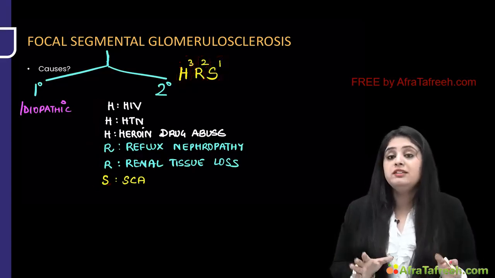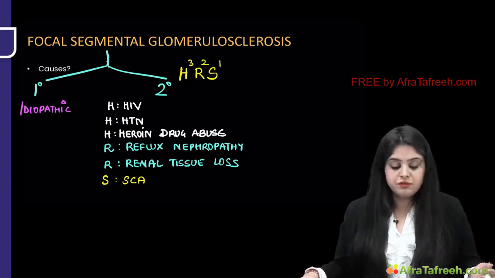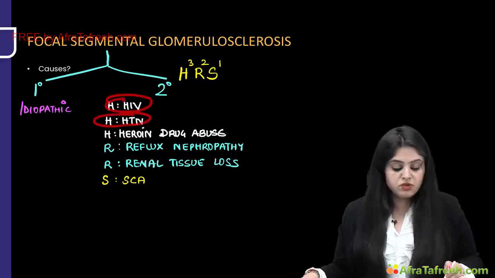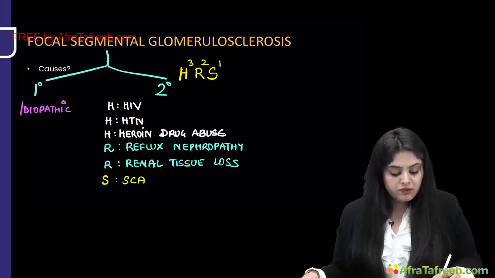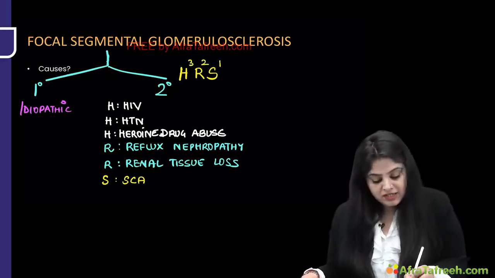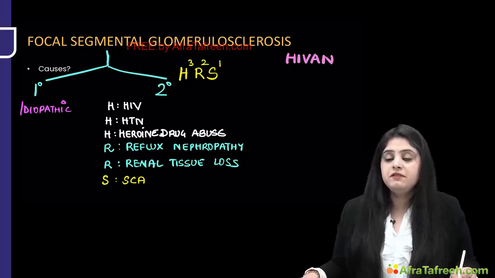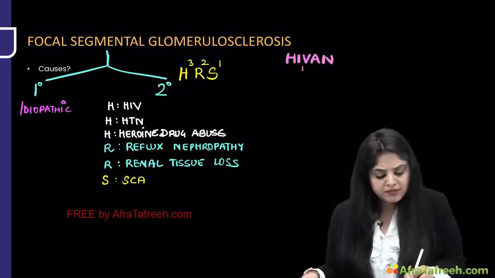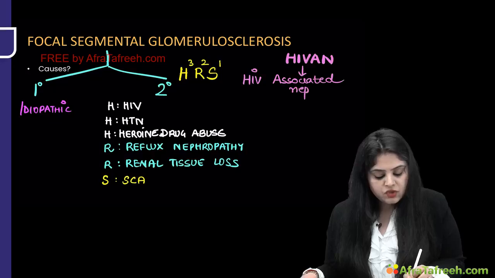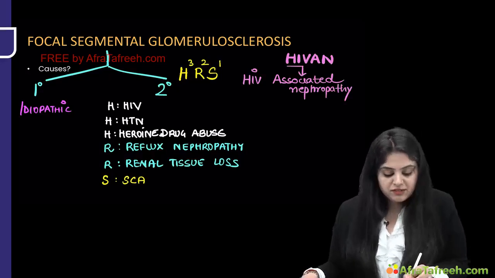They are not just a mnemonic, these are all clinical scenarios in front of you. So the question starts off as an HIV positive patient, a hypertensive patient, or a patient on heroin drug abuse, or someone with a reflux. These are all going to be types of FSGS. Now a question came in the exam, HIVAN is what? And everyone came back and told me we've not studied HIVAN, some new disease came. No, you guys have studied HIVAN. What is HIVAN? HIVAN is HIV associated nephropathy.